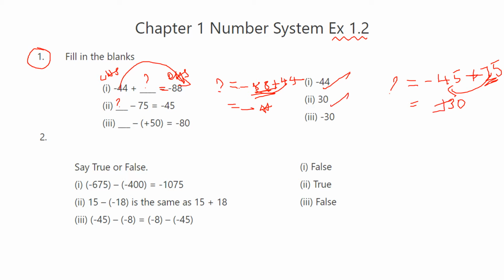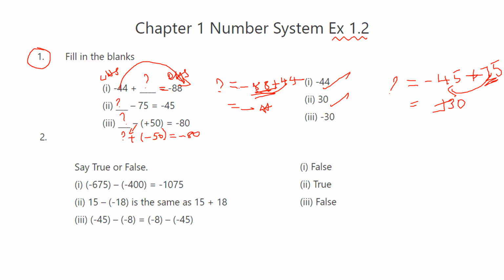Next one, question mark minus of plus 50 equal to minus 8. That means first you change this to plus. If you change the sign here, we have to write the additive inverse of plus 50, that is minus 50, equal to minus 8.